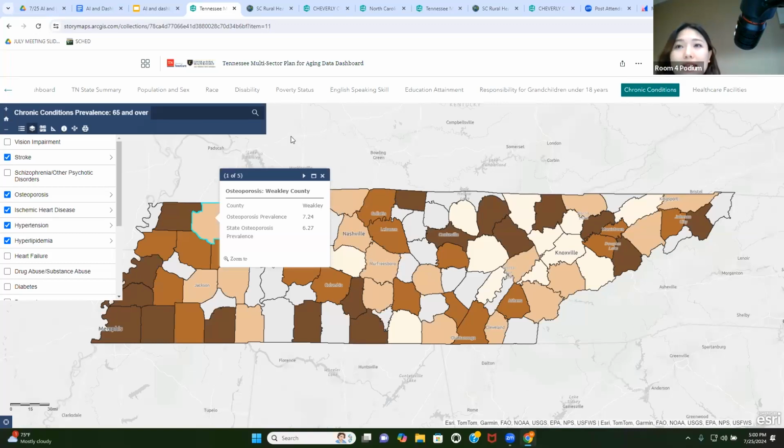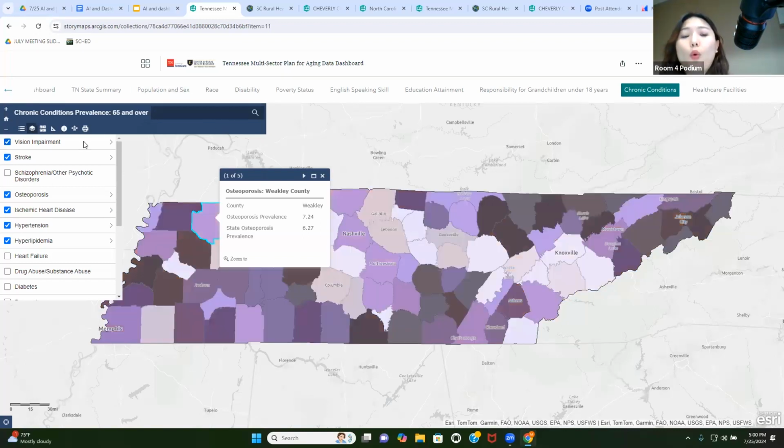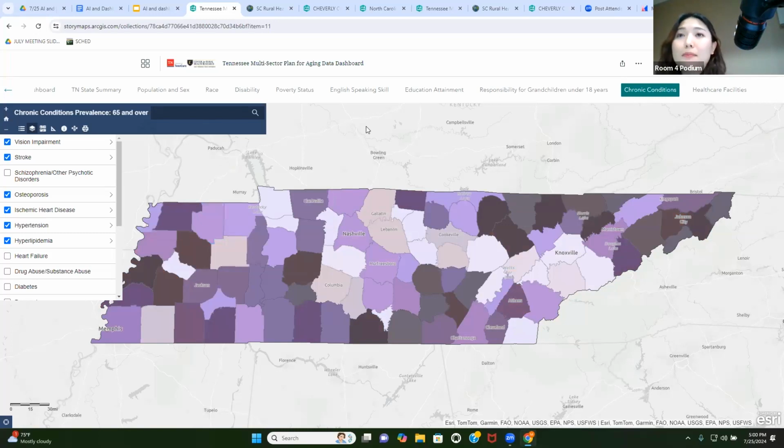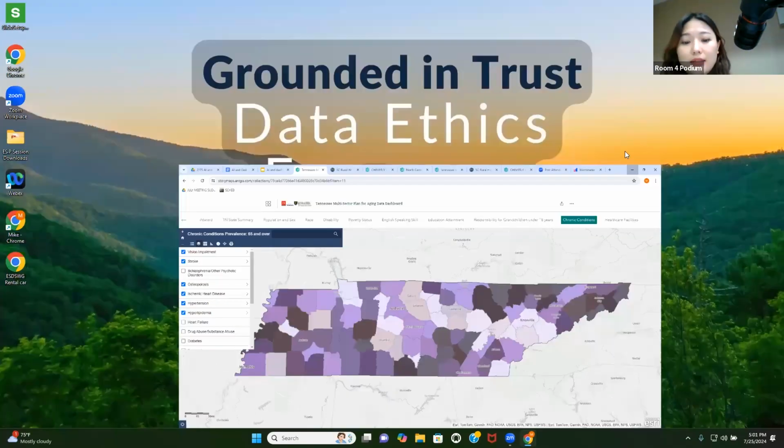And every time we present the dashboard, we get some feedback from the communities. For example, vision impairment is one of the variables they recommended we add, because vision loss is a very big issue for the aging population, and we keep adding it when we present it at the aging symposium. So this is more of the community engagement part. We hear what they care about, and we will keep updating this.